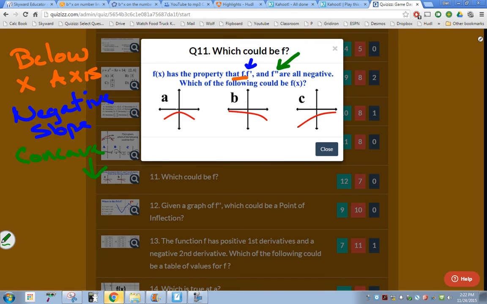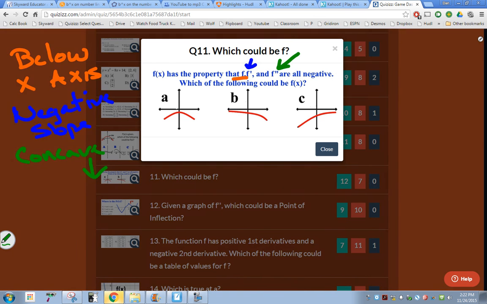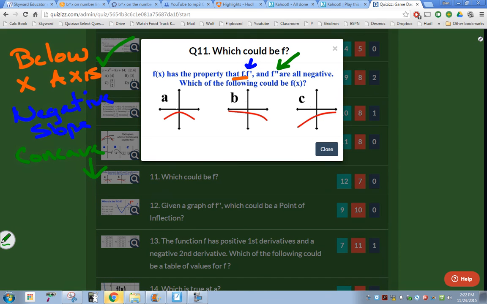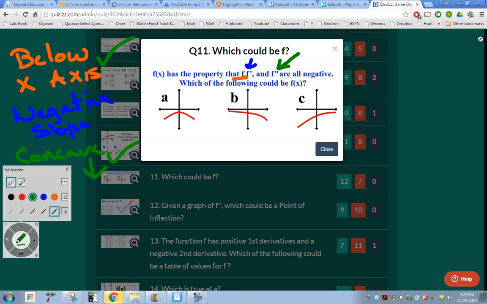So let's go through this. Are all of them below the x-axis? Yep, so all of them fit into that. Are all of them concave down like a frown? Yep, those all work. So the negative slope thing is going to be the deciding factor here.